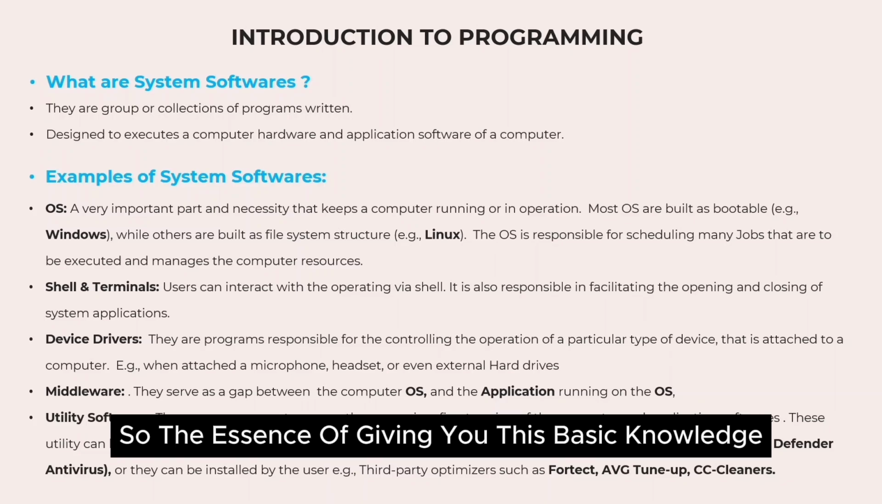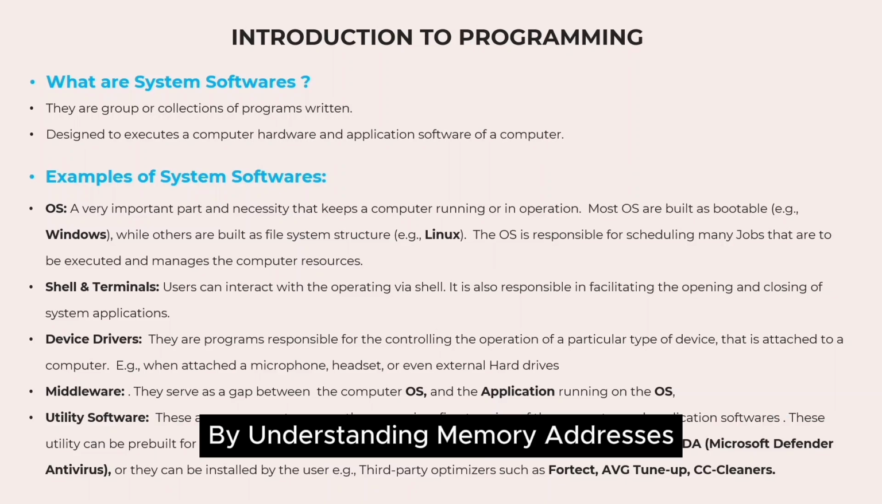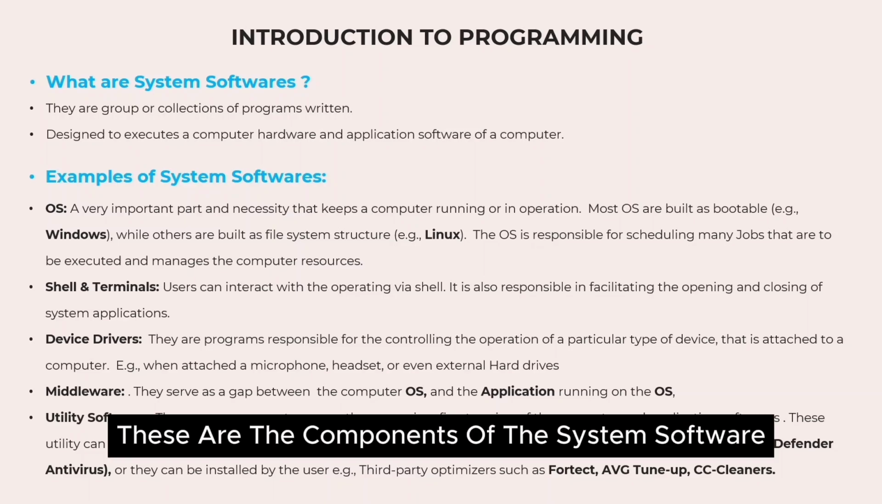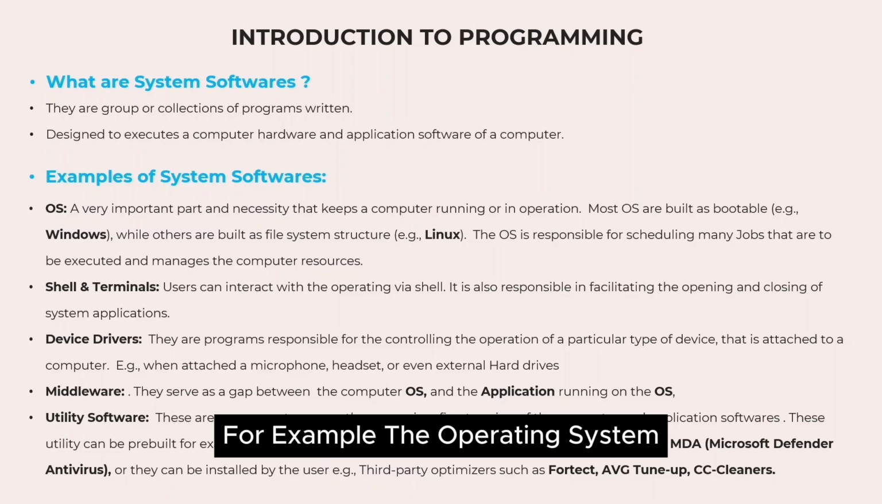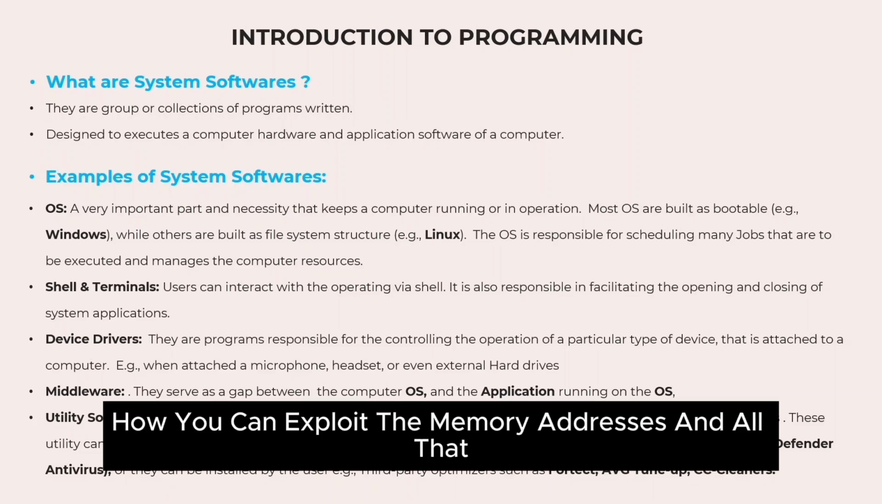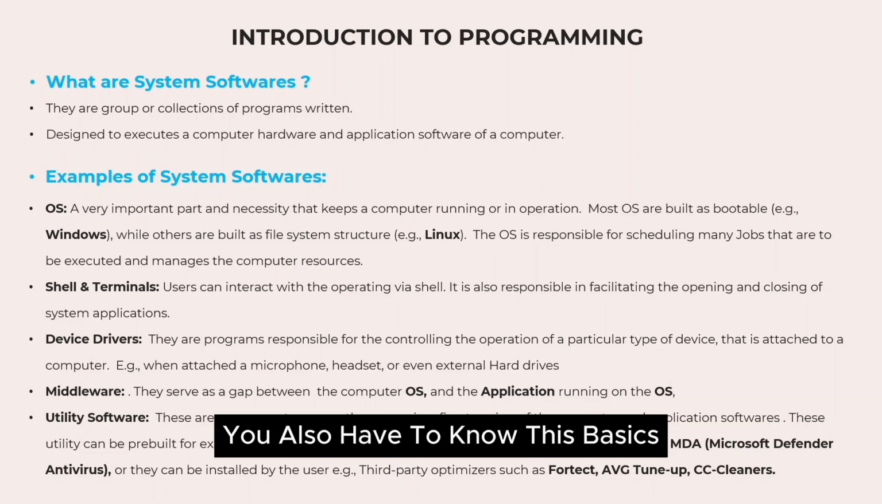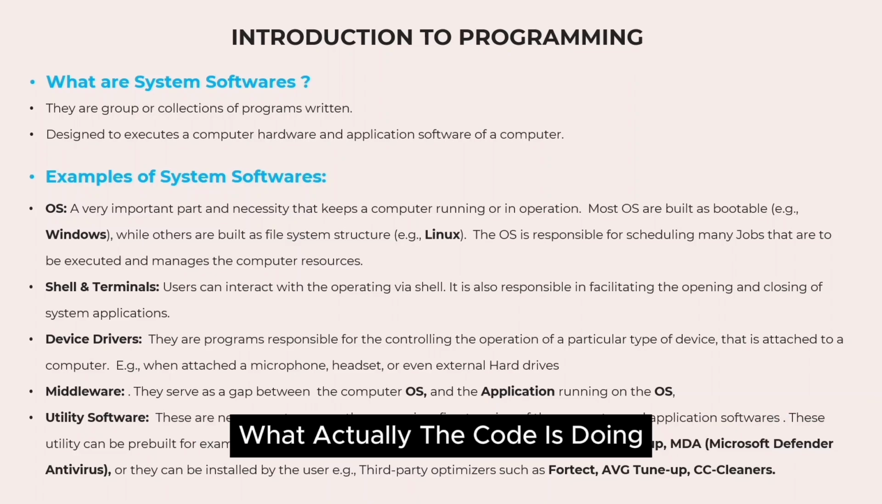So the essence of giving you this basic knowledge or introduction is that when you write exploit codes, by understanding memory addresses and how these addresses can be exploited, these are the components of the system software you will be trying to exploit or look for vulnerabilities in. For example, the operating system, you might be looking out for how you can exploit the memory addresses. And for the shell, how to obtain a shell command, you also have to know these basics so that when you write a payload or an exploit code, you will be able to understand what actually the code is doing.